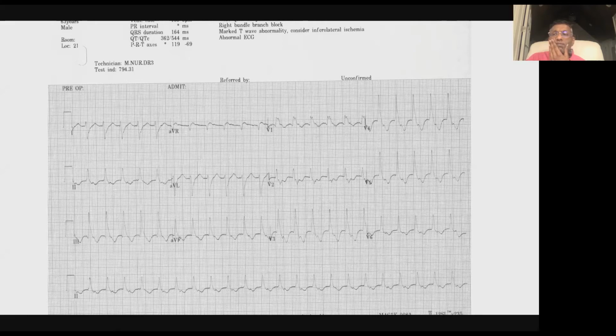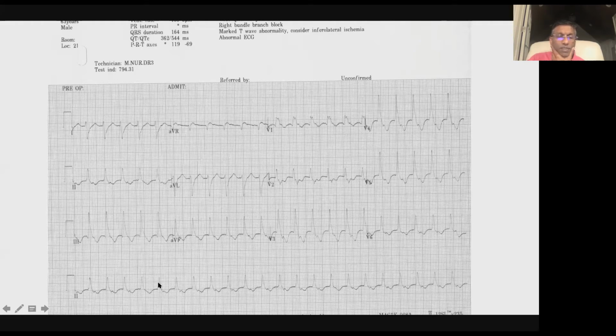Then there are a few beats that do not have a P wave preceding them. Like in the rhythm strip, around the fifth beat, I can't make out a clear P wave. Yeah, this beat does not have a prior P wave. This one here? Yes, sir.